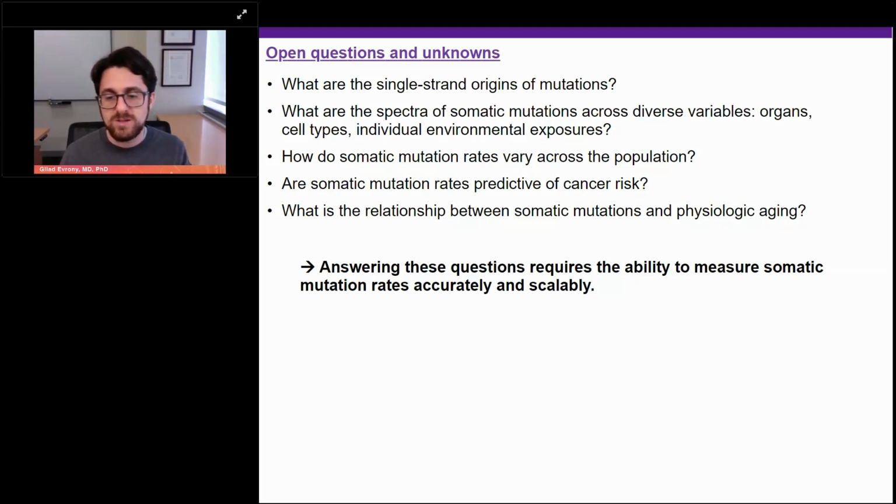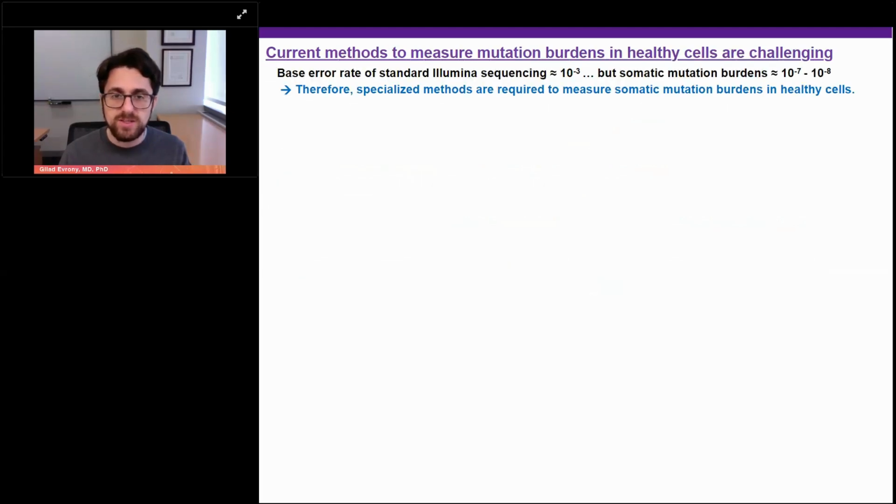possible to do with standard DNA sequencing. And the reason for this is that standard short read or Illumina sequencing has an error rate of about 1 in 1,000 bases. But these somatic mutations related to age that I've been talking about are present in any given sample at a level of about 1 in 10 million to 1 in 100 million bases. So the signal level of somatic mutations related to age is way below the noise level of standard sequencing error rates. And this is why specialized methods have been required to actually study the process and discover those things that I showed you in the prior slides.